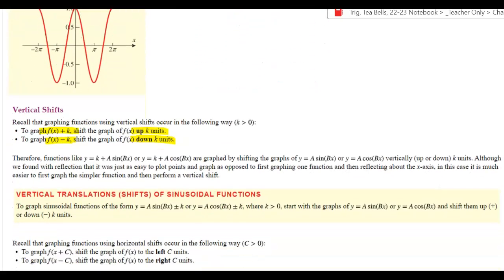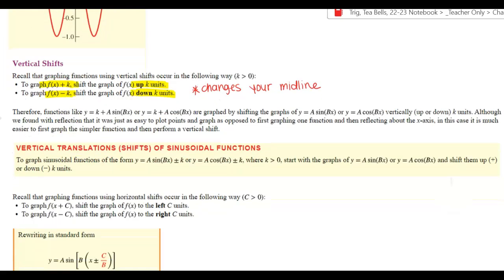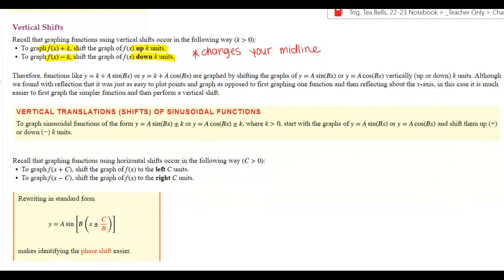Okay, so back to our transformation. So again, if we're adding some sort of constant, we're moving the function up or down. If we have a vertical shift, the big thing to know is that this will change your midline. Okay, if we don't have a vertical shift, then the midline is always going to be just the x-axis. But if we're shifting it up or down, those things are going to change.